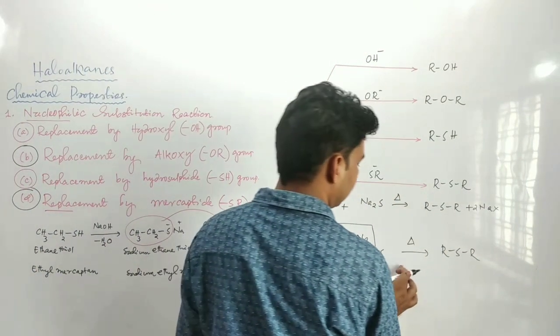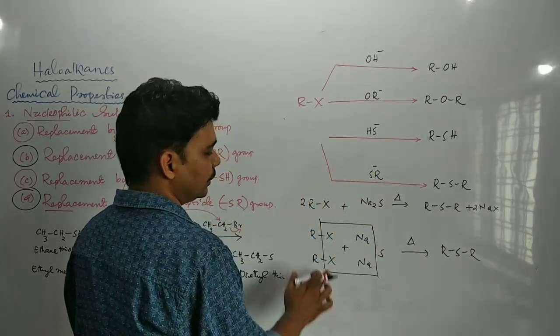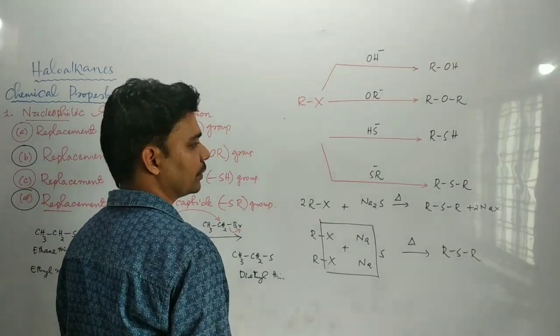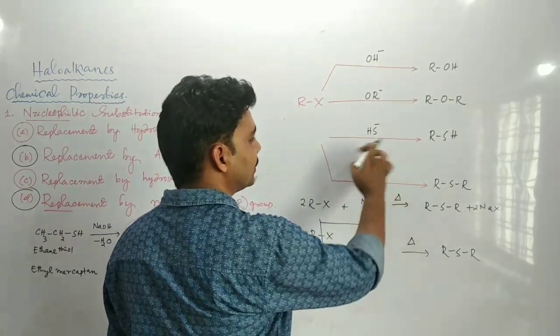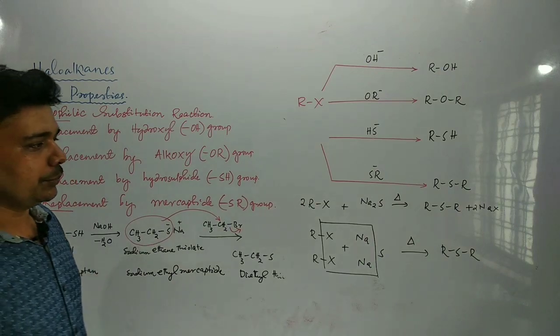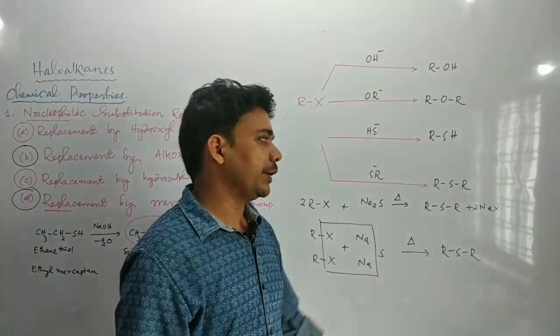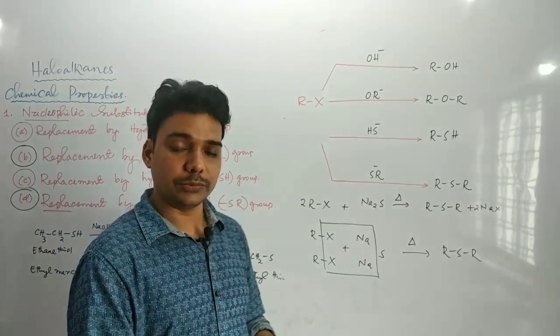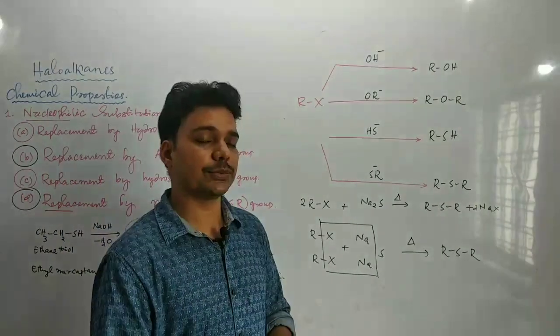So this is another, alternative method, where alkyl halides are treated with sodium sulfide directly, without using this mercaptide or thiolate. We can prepare thioether. So these are certain examples of nucleophilic substitution reactions for today.